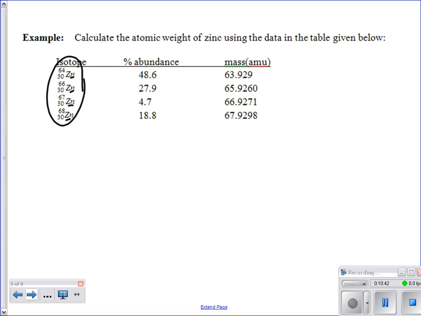So all we're going to do is take these, I'm going to cheat a little bit. I am going to say that now this is 0.486, 0.279, 0.047, and 0.188. A little messy, but you see what we're doing here. Now we're just going to multiply these times the mass. If you want, you can go out here and get some values. And I'll just do that real quickly for you. Hopefully you guys are doing this at home.